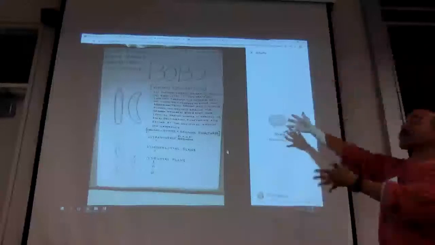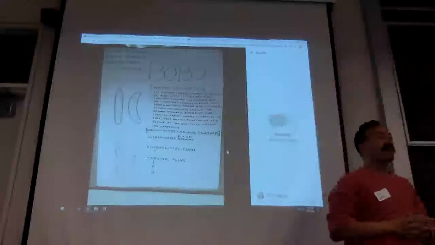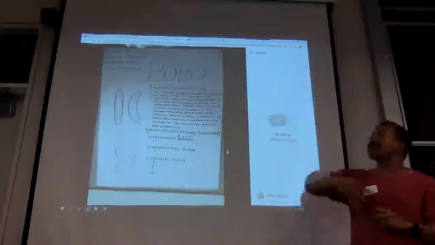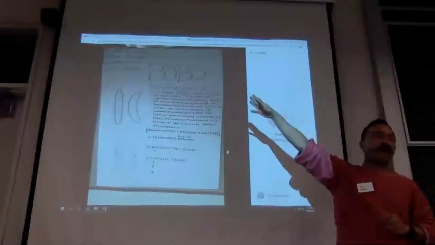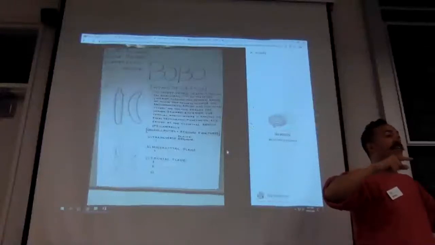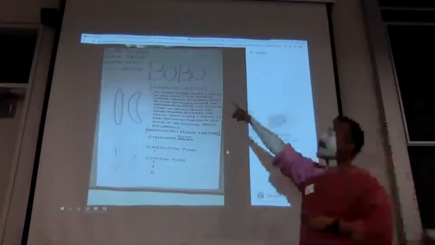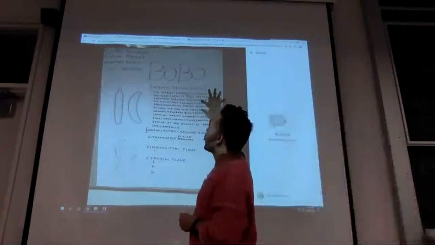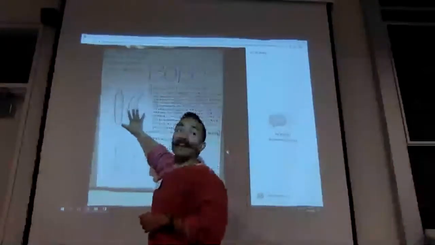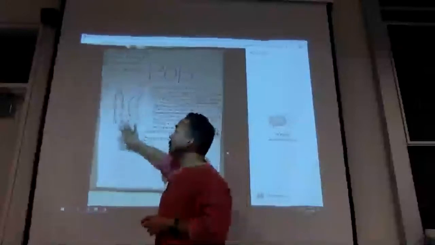Here's what I'd like you to do. Your goal is to make a poster describing autopsy. You're going to write the name of your banana, write the names of the people in your group. If someone's not here today, they're not here today. Just write down who's here today. You're going to paste your sheets of paper.